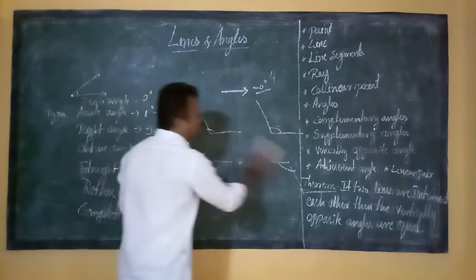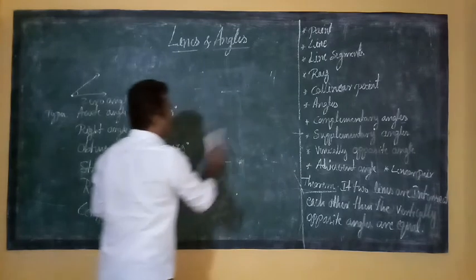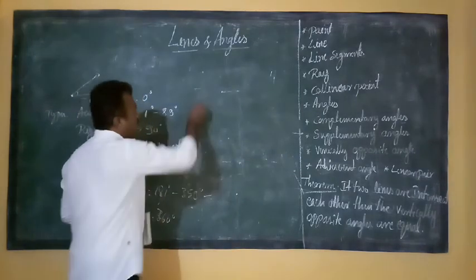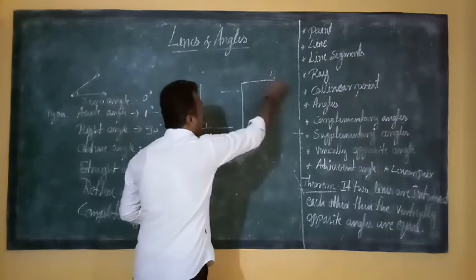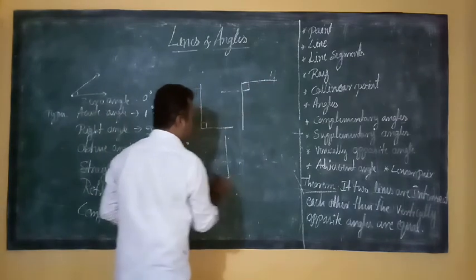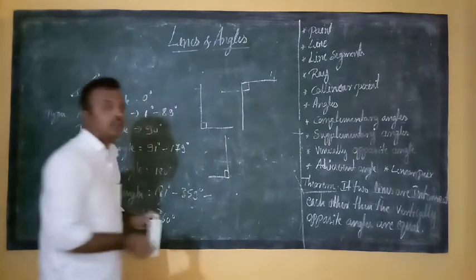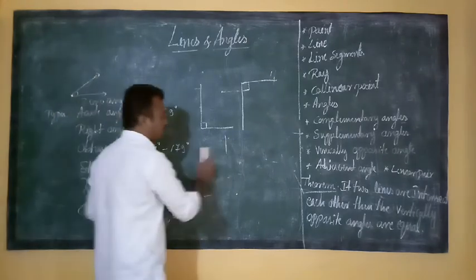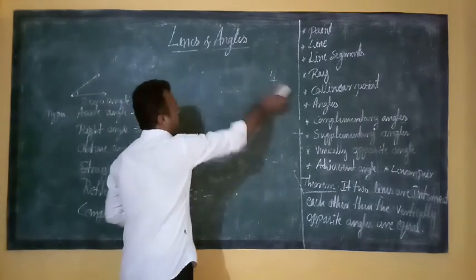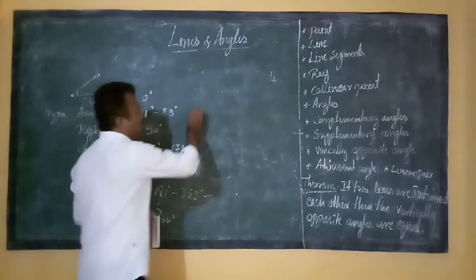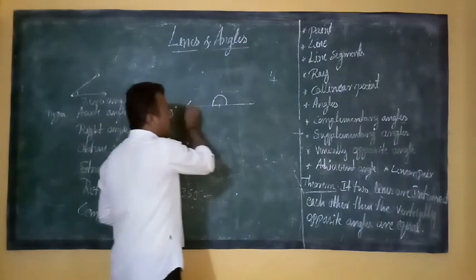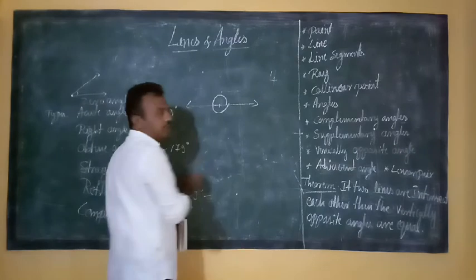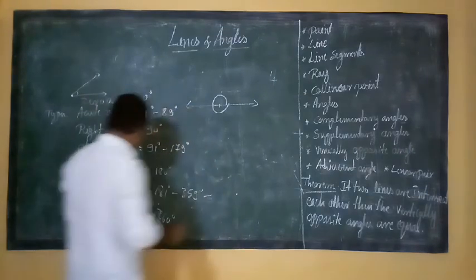And then right angle, L shape. This is an L shape, correct? These are our right angles. It measures 90 degrees. And then straight angles look like this. 180 degrees. This is a straight angle. This is also 180 degrees, correct?